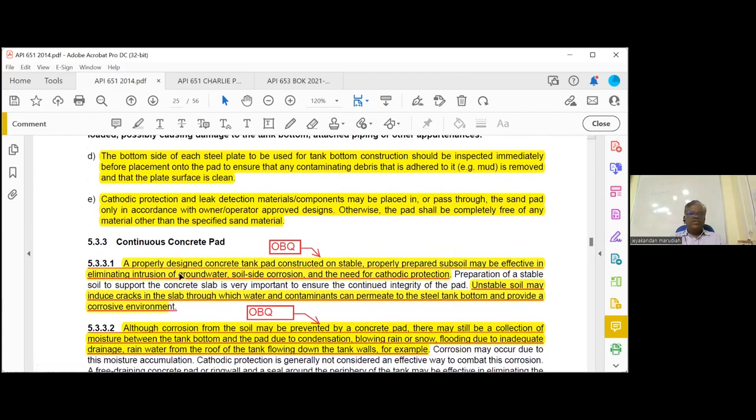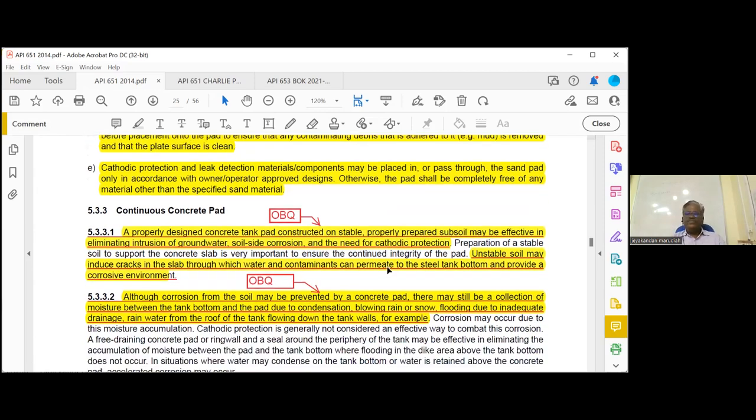5.3.3.1, this is an open book question. A properly designed concrete tank pad constructed on stable, properly prepared subsoil may be effective in eliminating intrusion of groundwater, soil side corrosion, and the need for cathodic protection. If the concrete pad is there, there is no need for cathodic protection actually, because through concrete, only soil will corrode. Suppose the soil is not stable, then the concrete can break and there will be water intrusion. Unstable soil may induce cracks in the slab through which water and contaminants can permeate to the steel tank bottom and provide a corrosive environment.